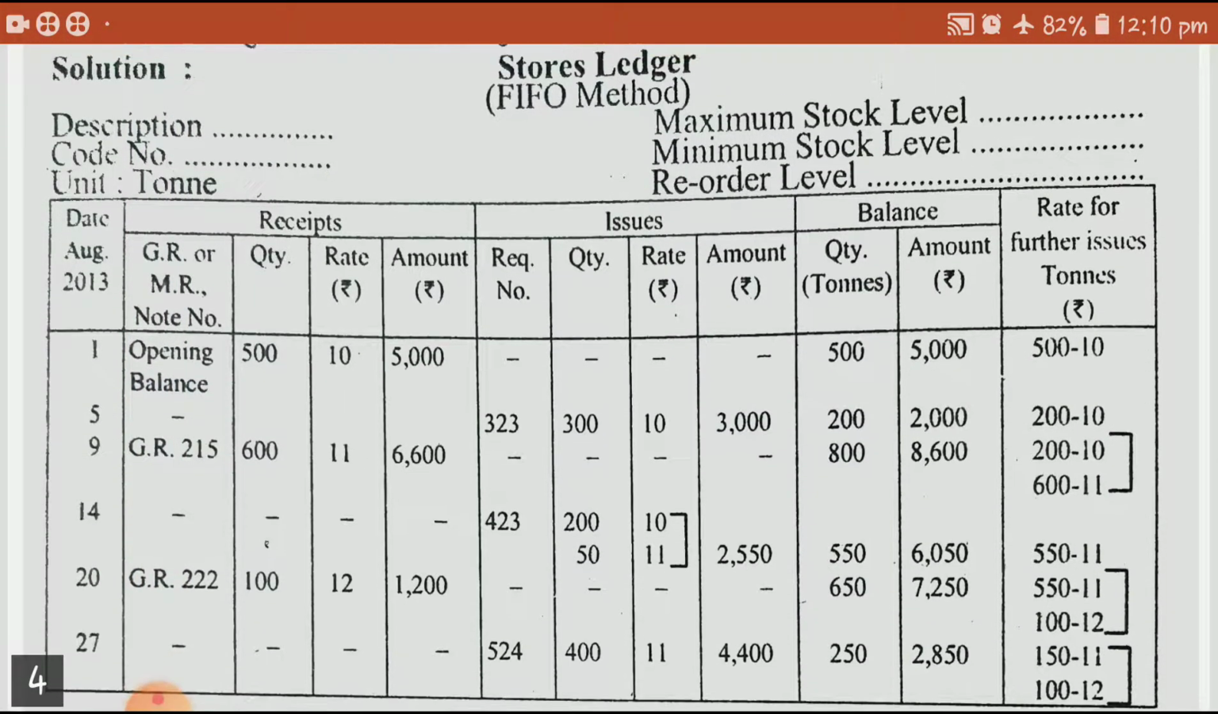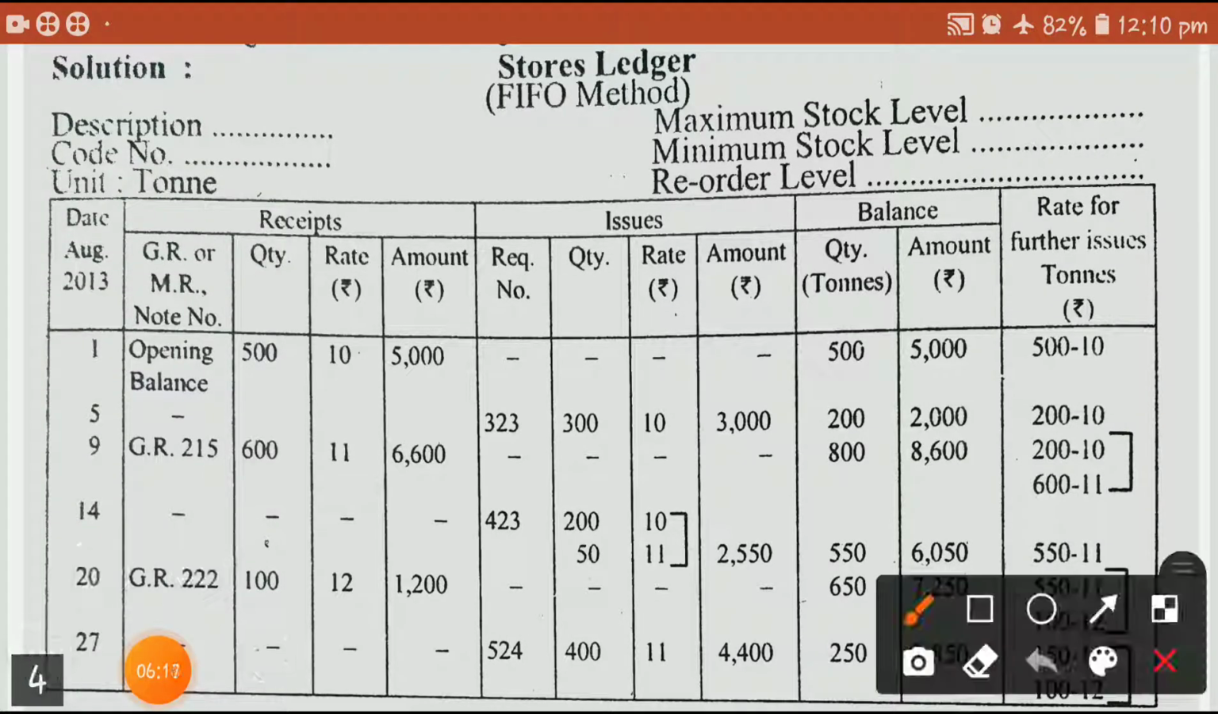See, here is your solution. You have to make a format like this. The heading will always be Store Ledger in this chapter. Further also we will study different methods of inventory control.